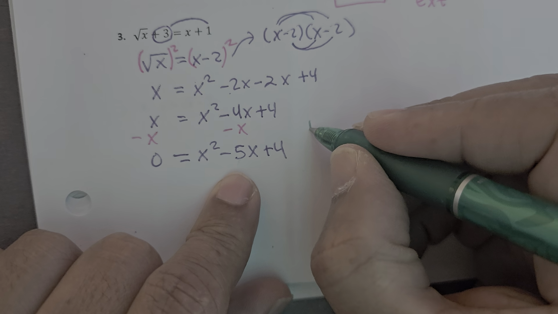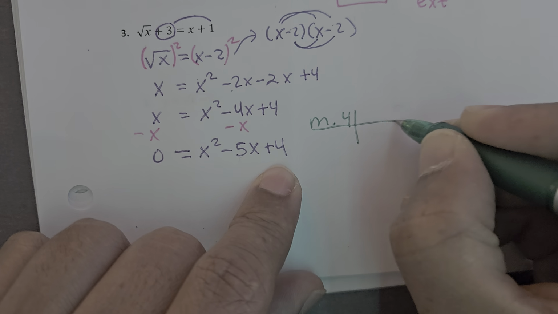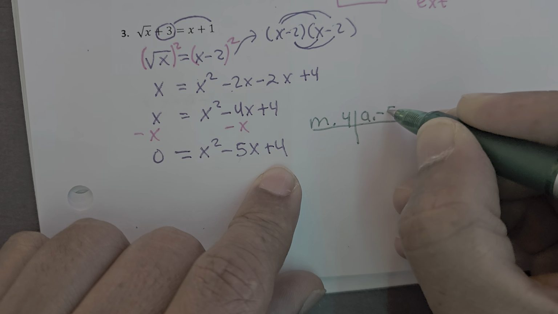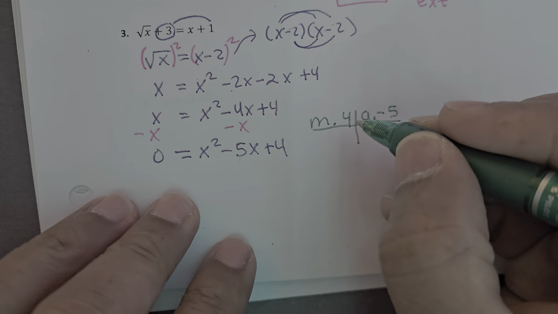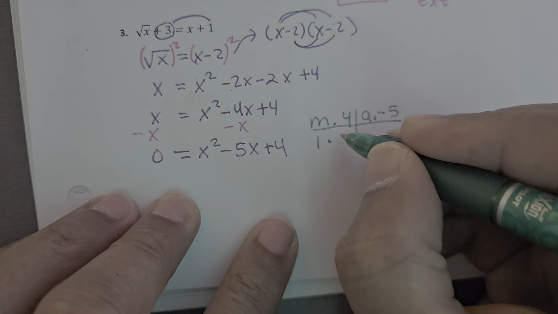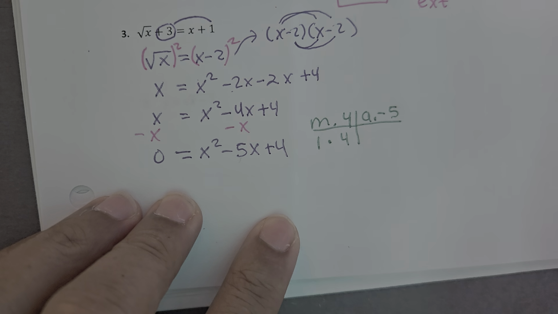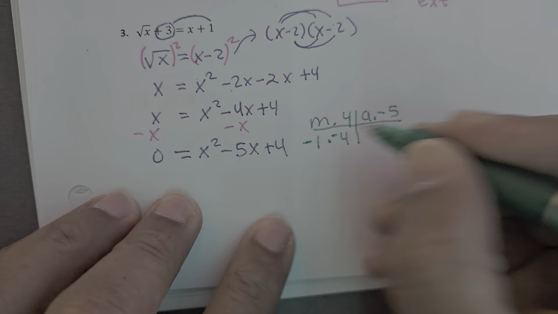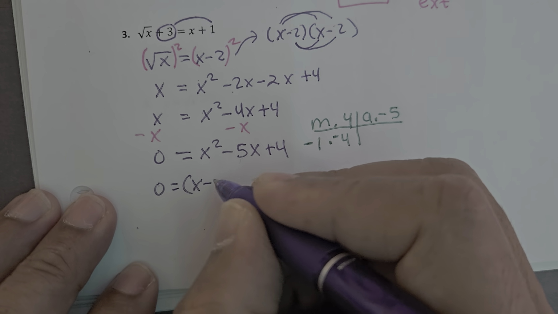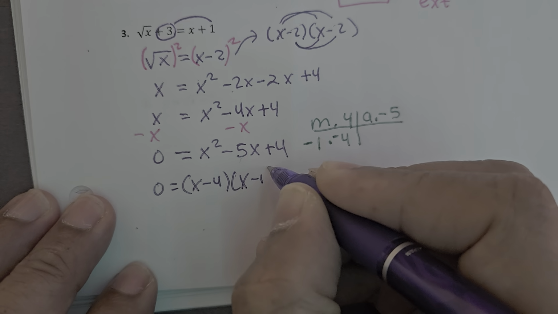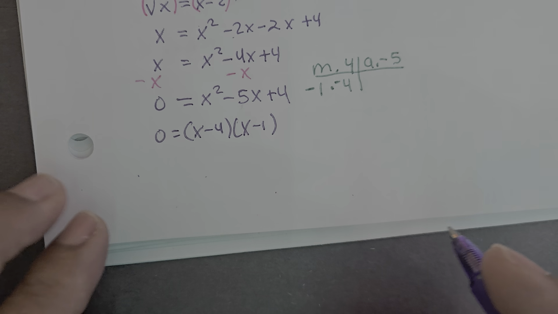So again, let's find the multiples of c, where a is 1, c is 4. So multiples of 4 that, when we add those multiples, they add to negative 5. Well, the only multiples of 4 that give you a 5 are 1 times 4. But we need them to add to negative 5 and multiply to positive 4. So that means they both have to be minus. So then 0 equals x minus 4 times x minus 1. Now, don't forget, you can also write this as x minus 1 times x minus 4. Makes no difference. Okay, it's the same thing.